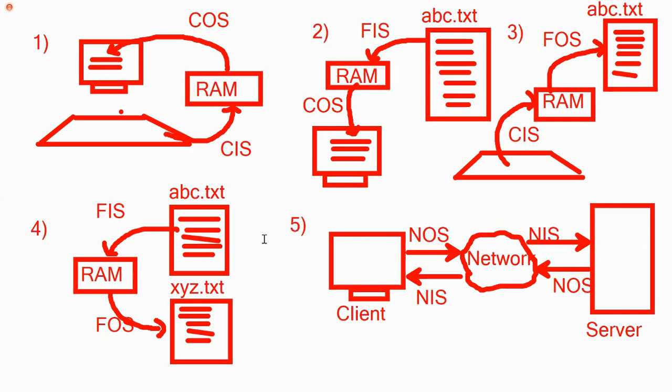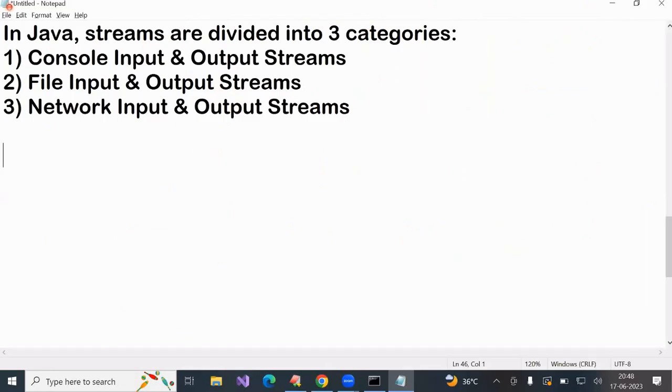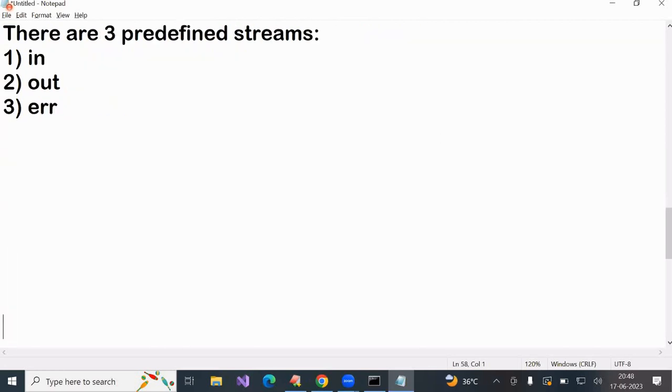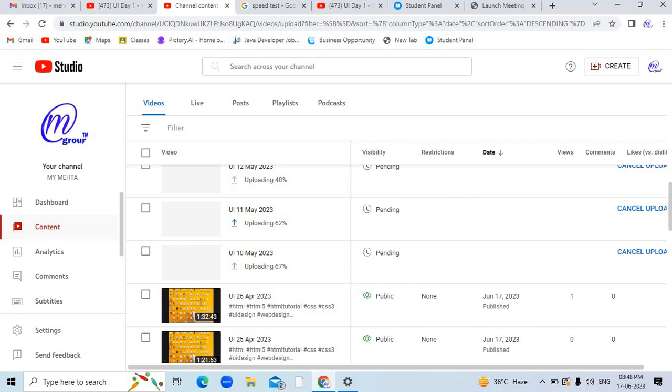Next, note on. There are 3 predefined streams. First one is in, second one is out, third one is err.